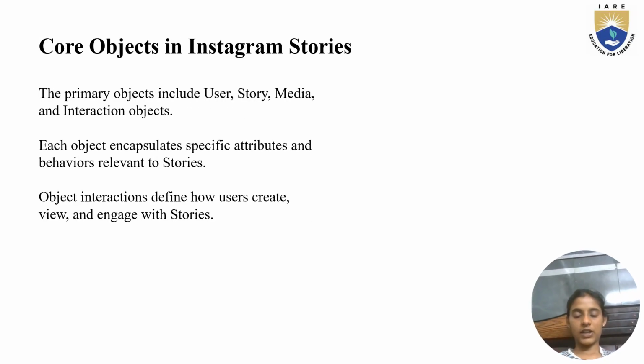The core objects in Instagram stories. The primary objects include user, story, media, and interaction. User represents a user who creates and views stories. Story represents a collection of media, photos or videos posted by a user. Media is an individual photo or video within a story. Interaction represents actions like likes, comments, and swipes on a story.